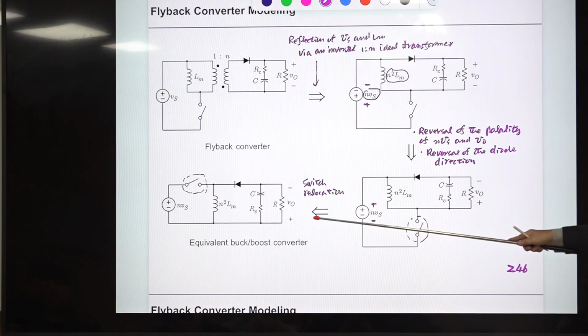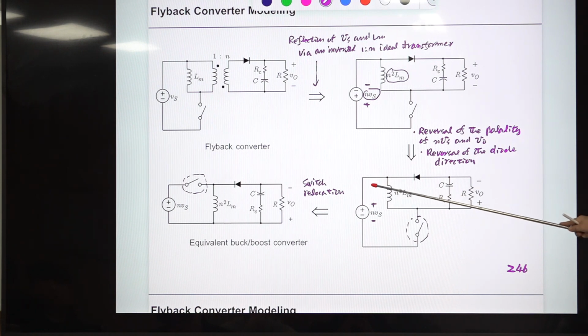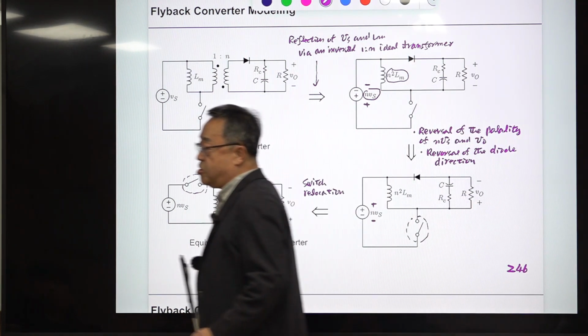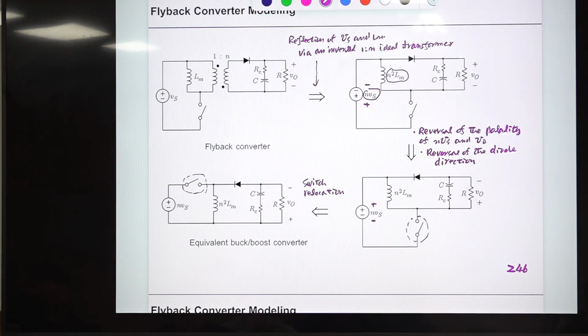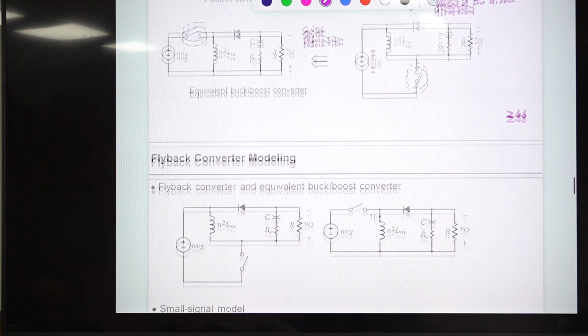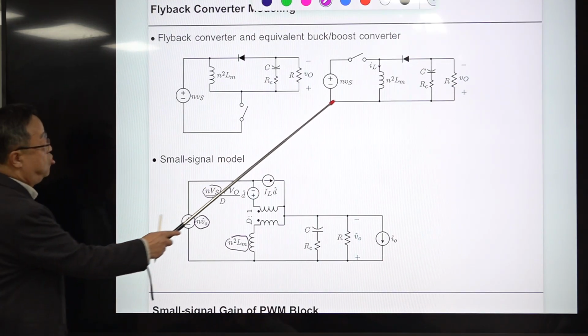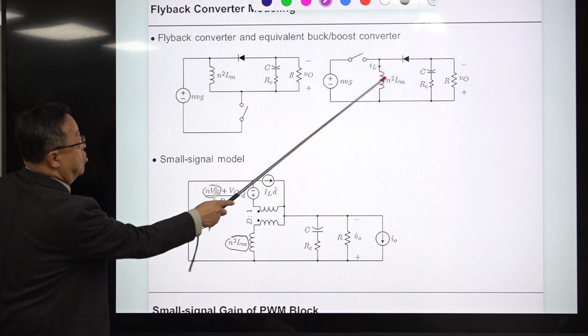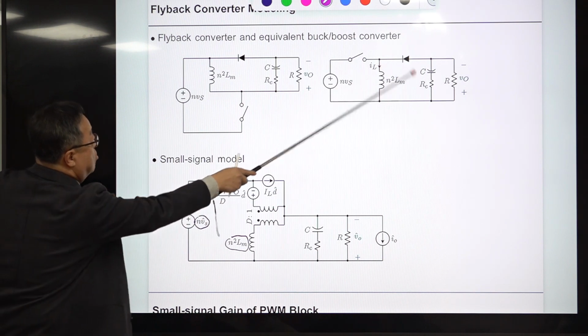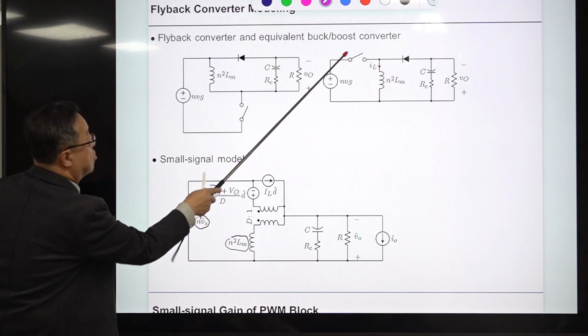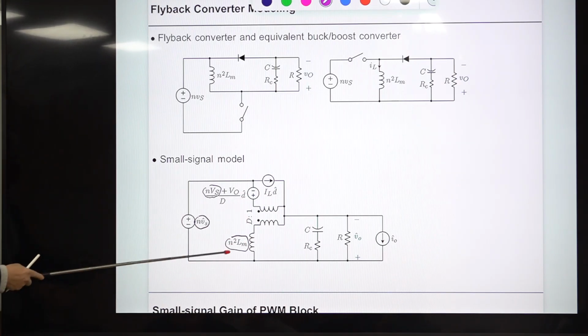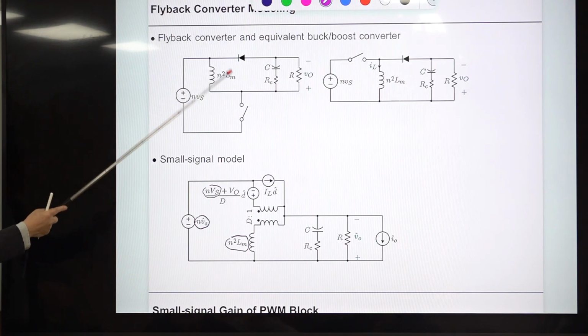So now you have this circuit, and the switch is here. You move the switch to here. It's the same thing, right? Then this is the buck boost converter, the equivalent buck boost converter. If you have a flyback converter, this is the same as the equivalent buck boost converter, and you know the small signal model of this. So I summarize the modeling process. This is the original flyback converter, and this is the equivalent buck boost converter. You just scale this, change the direction of this and the polarity of this, and move this location here. Then this is the small signal model of the buck boost converter, which is the small signal model of the flyback converter.